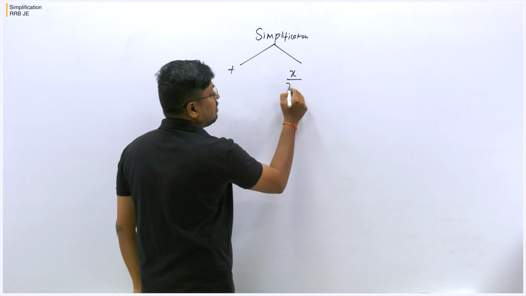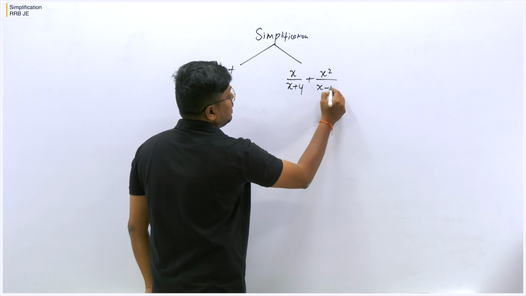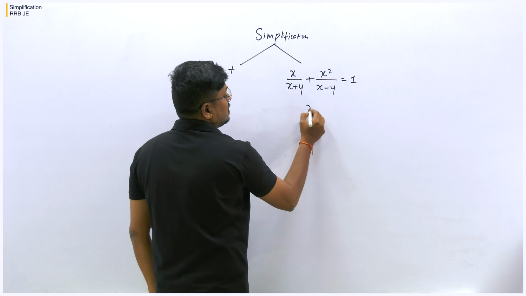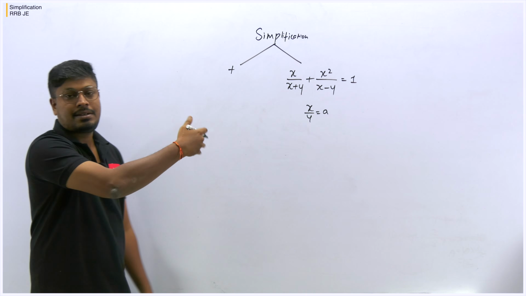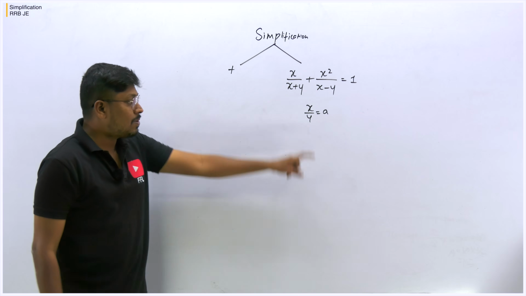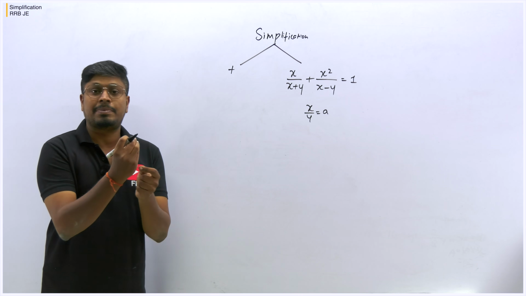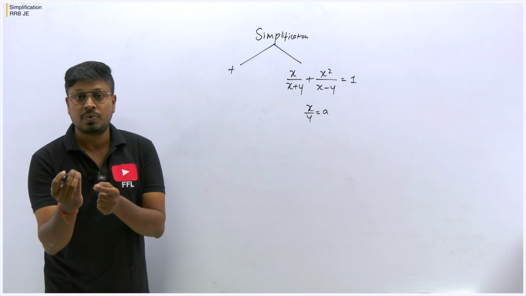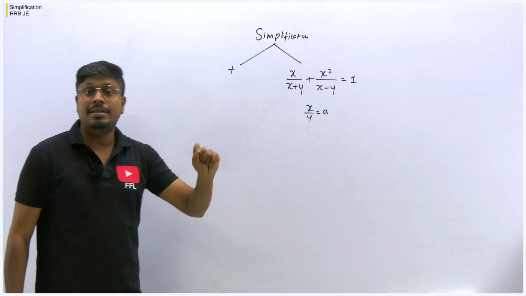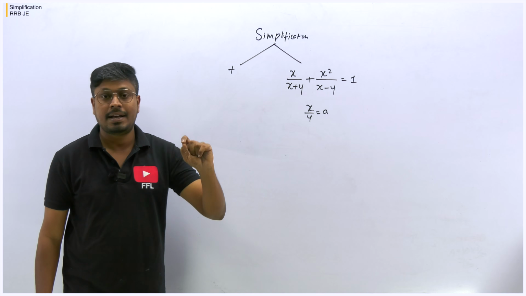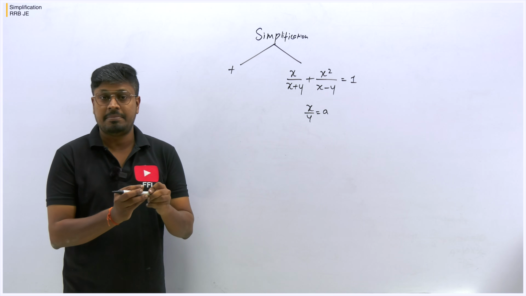You can see a question like this: x divided by x plus y plus x square divided by x minus y is equal to 1. Some value will be given. Not an exact question, but something related to this kind of question. It is also a simplification question, but it has some algebraic expressions like x by y equal to 2. So we have to divide the equation, substitute x by y equal to a, and then find the answer. That is one model question. You can see more on the topic algebra.